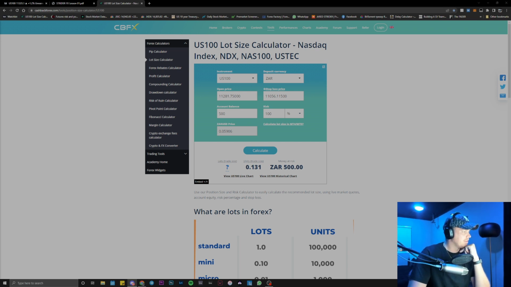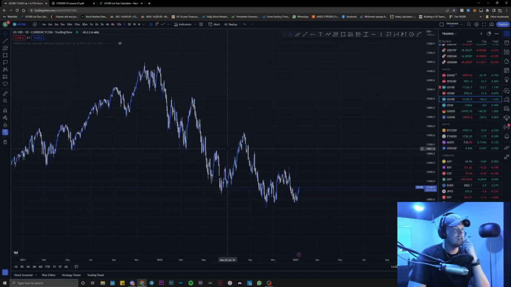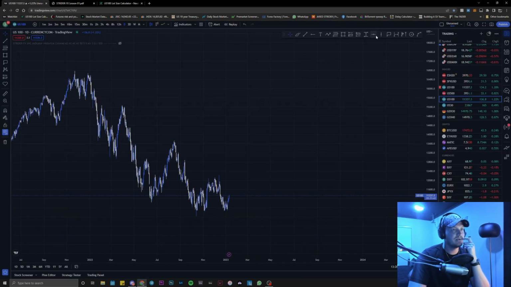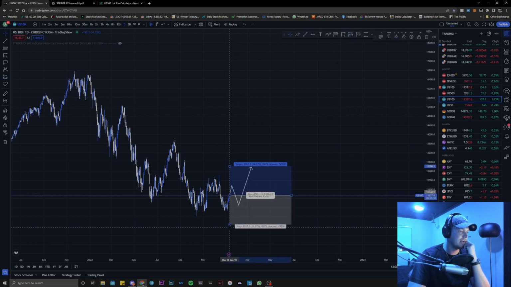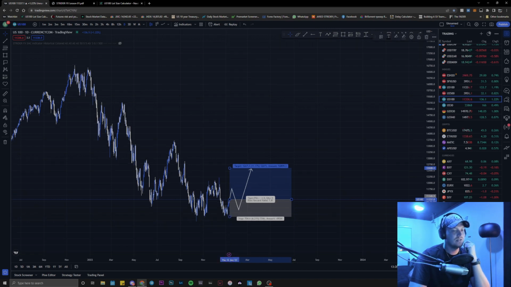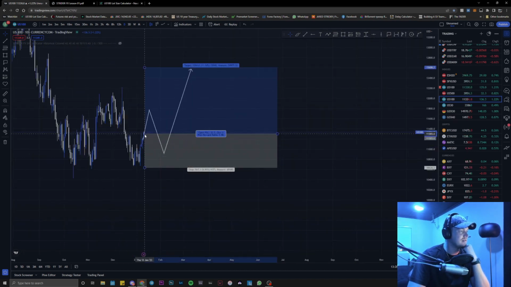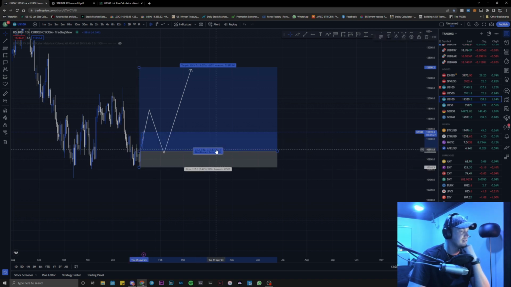Okay, so there's the link in the chat. Found where the chat is, guys. So let's just theoretically say we want to enter a long here. And our stop loss is here. We're not going to be able to get a lot size. Let's just say we entered here. And our stop loss is here.